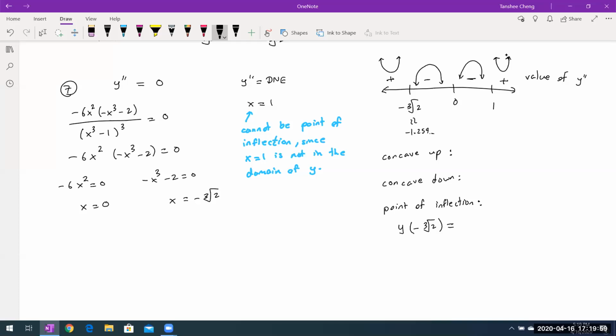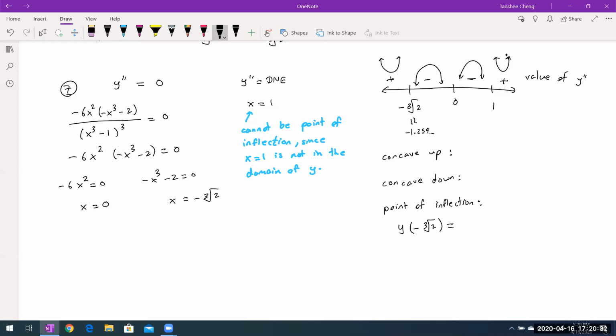So setting up y double prime equal to 0, I got two possible points of inflection, which are x equal to 0 and x equal to negative radical 3 over 2. We also need to check when the y double prime does not exist. So once again, if you look at this formula, which is the y double prime formula, x cannot be equal to 1. So we got this point right here.